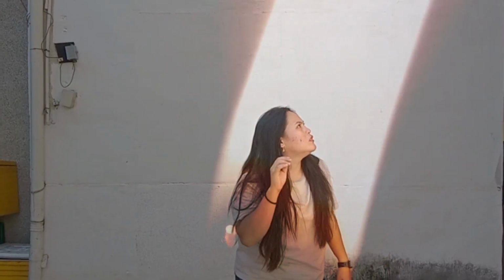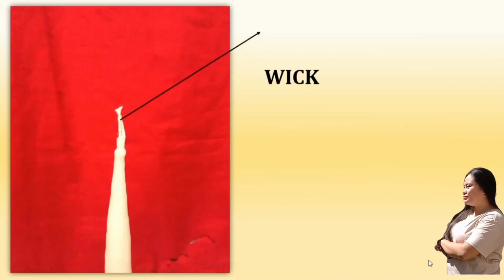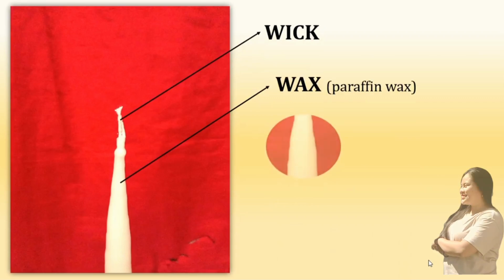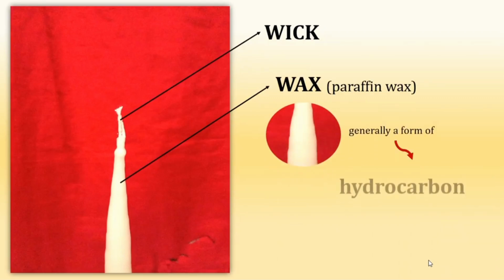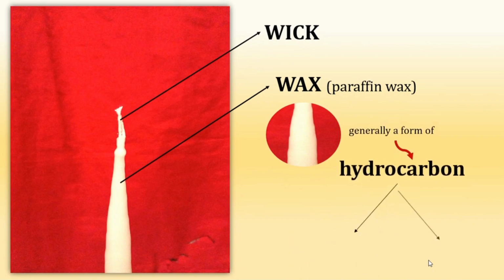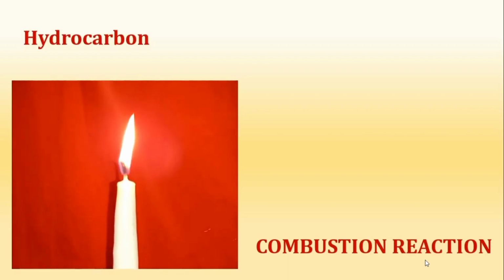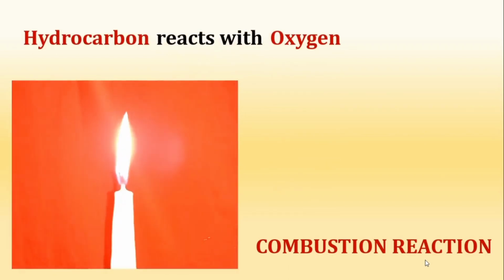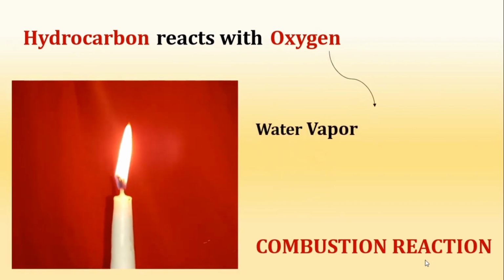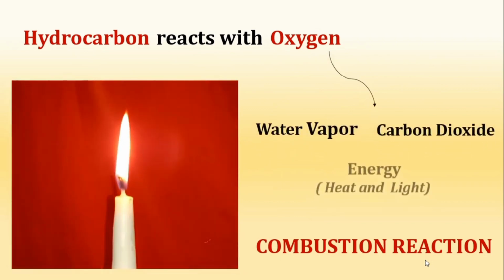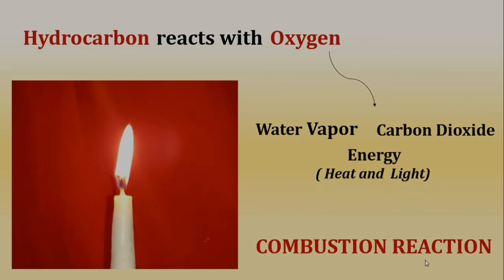Welcome to the macro world. A candle is made up of a wick and wax. Paraffin wax is essentially a hydrocarbon, which is largely composed of carbon and hydrogen atoms, and these serve as the fuel of the candle. When you light a candle, a combustion reaction begins in which a hydrocarbon reacts with the oxygen in the air to form water vapor, carbon dioxide, and energy in the form of heat and light.